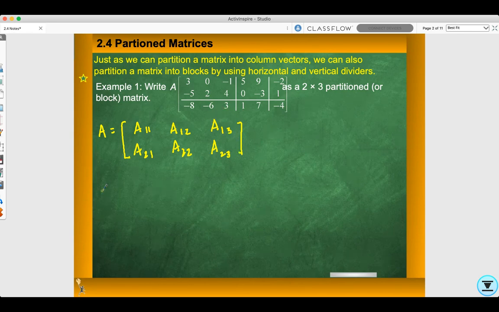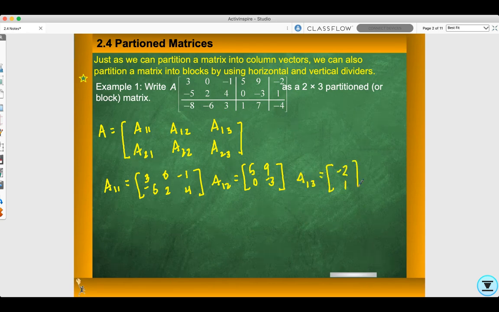And just for the sake of this example, for when you're going back, A11 you would say is 3, -5, 0, 2, -1, 4. A12 would be 5, 0, 9, -3. And A13 would be -2, 1. A21 would be matrix -8, -6, 3. A22 would be matrix 1, 7. And A23 would be matrix -4.